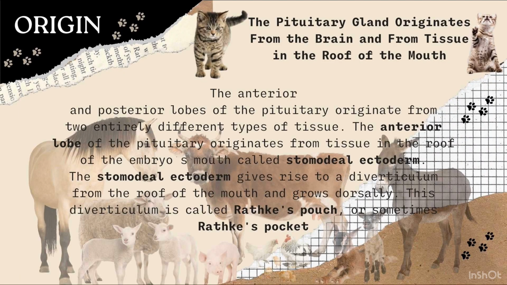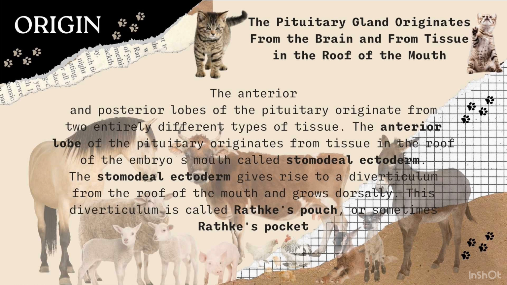The pituitary gland originates from the brain and from tissue in the roof of the mouth. The posterior lobe of the pituitary originates from neural tissue of the brain. The anterior lobe of the pituitary originates from a completely different type of tissue in the roof of the embryo's mouth. Tissue in the roof of the mouth, called stomodial ectoderm, will give rise to the glandular tissue of the anterior lobe.